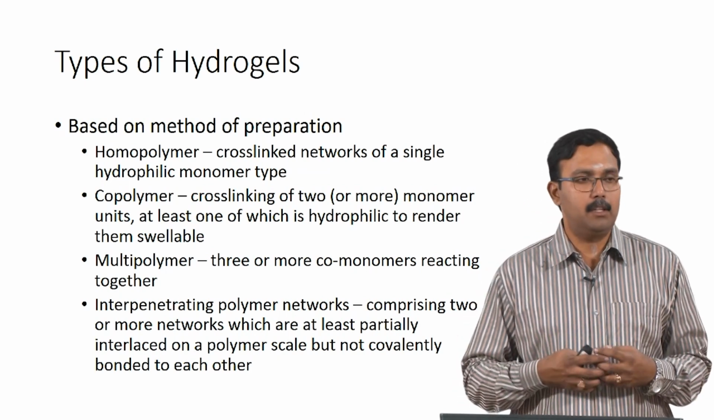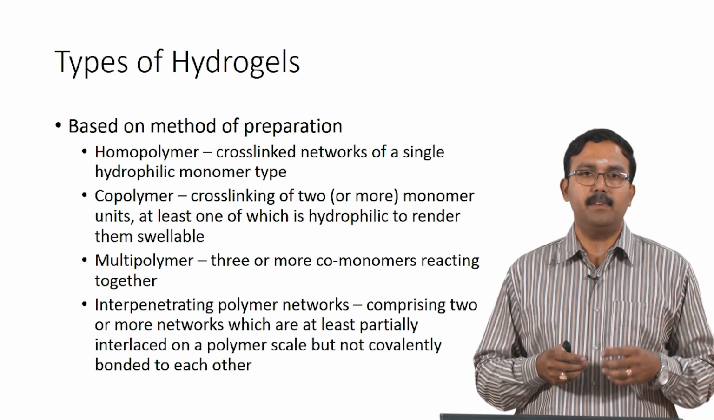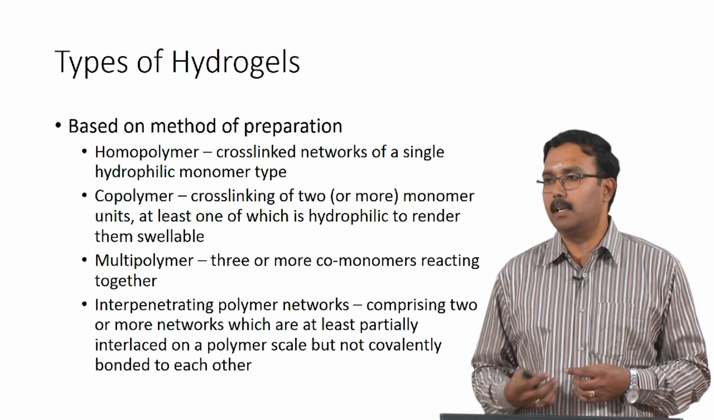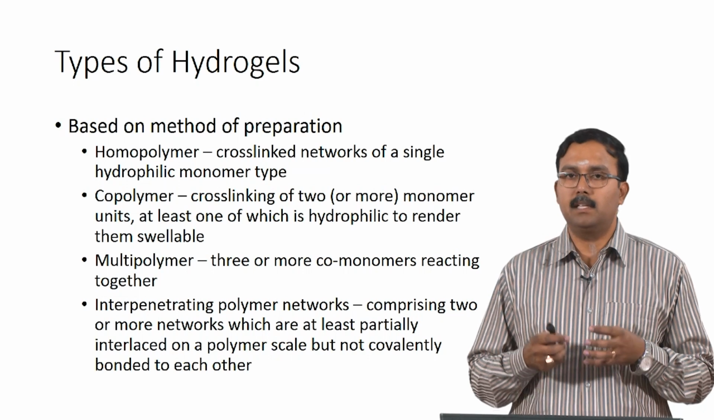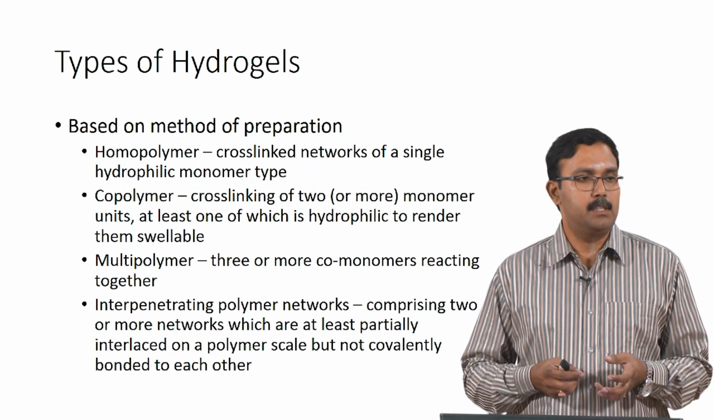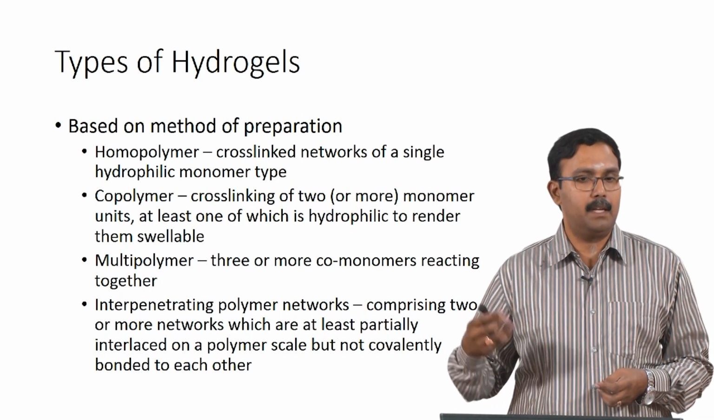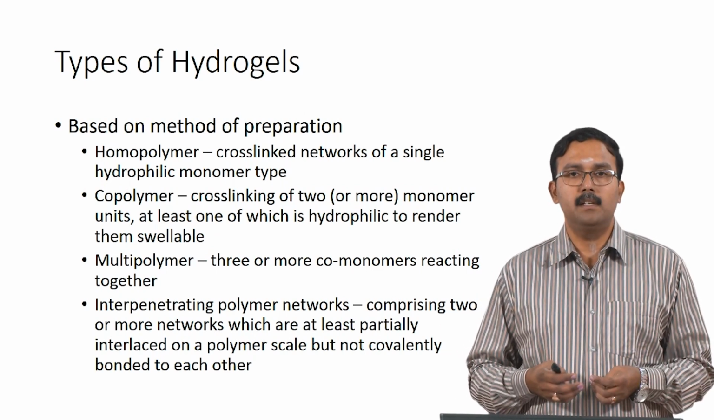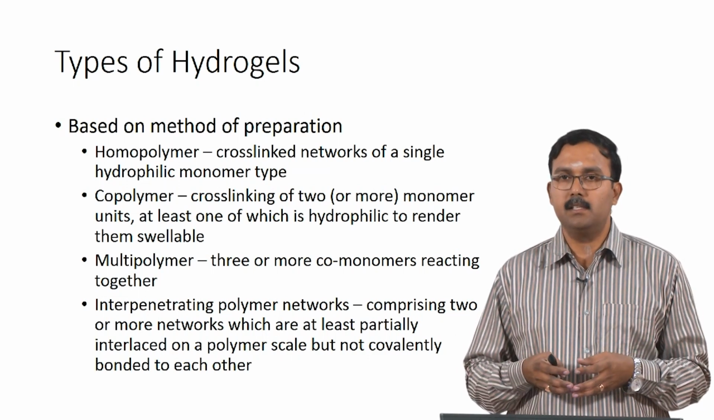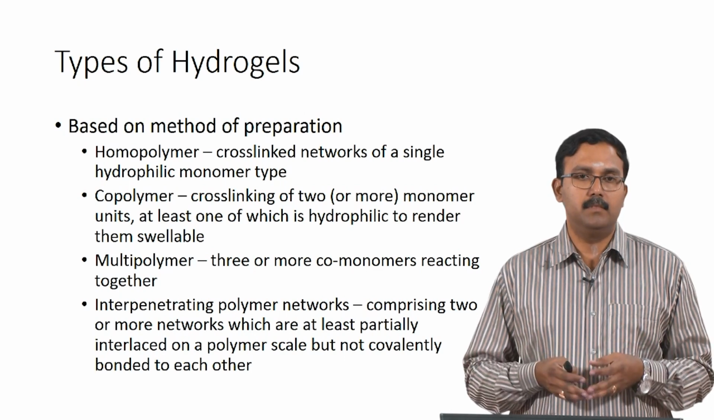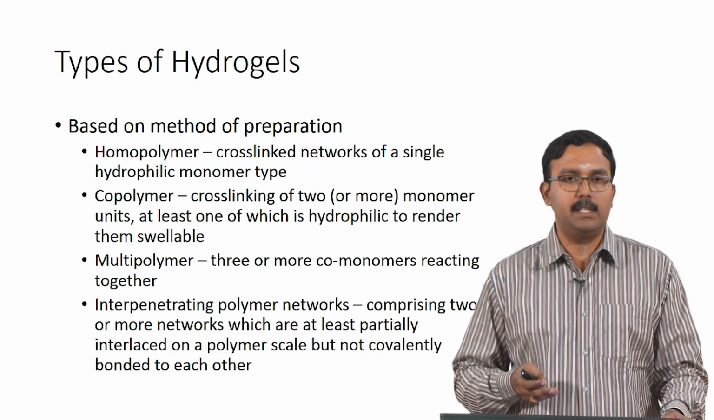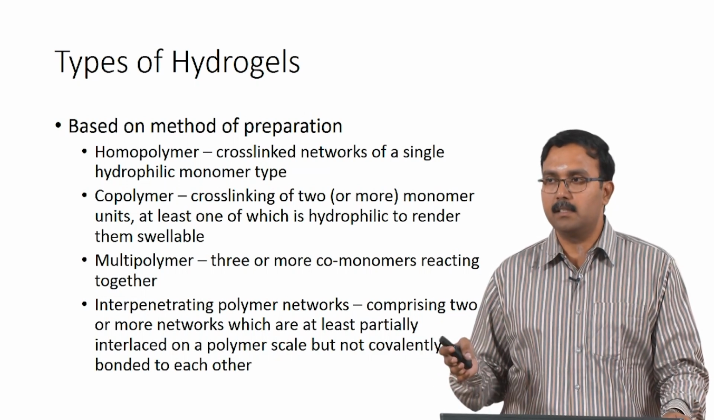Based on the method of preparation, hydrogels can be classified as homopolymer, copolymer, multipolymer or interpenetrating polymer network hydrogels. Homopolymers are the ones where you have a single type of hydrophilic monomer which is used and it is cross linked to prepare the hydrogel. Copolymer is where two or more monomeric units are used to prepare the hydrogels, and multipolymer uses at least 3 or more comonomers reacting with each other to form the hydrogels.